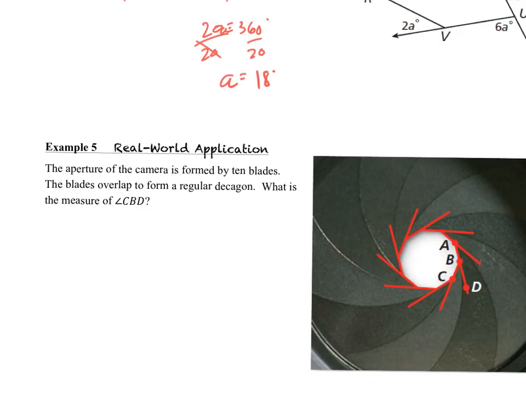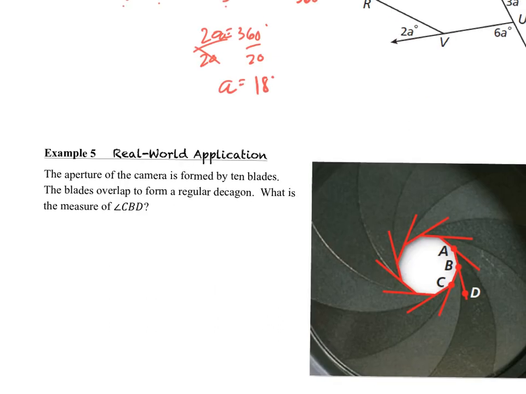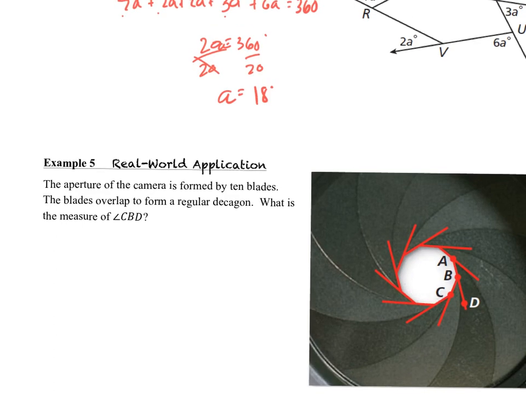Since this is a regular decagon, you just take 360 and divide by 10, and so the measure of angle CBD, that exterior angle, is going to be 36 degrees. So I just did 360 divided by n since it was exterior.